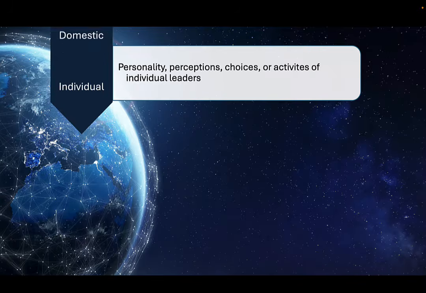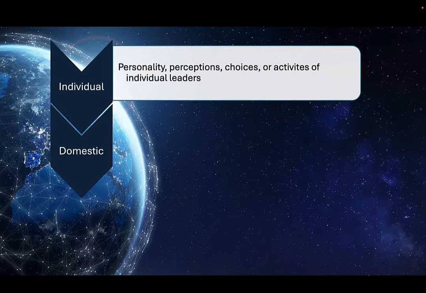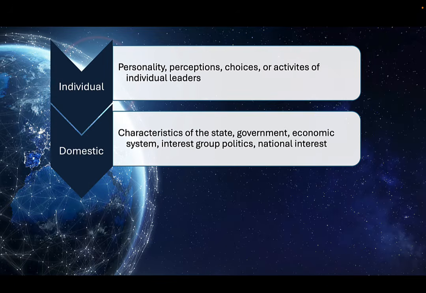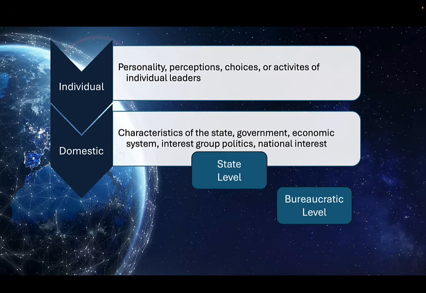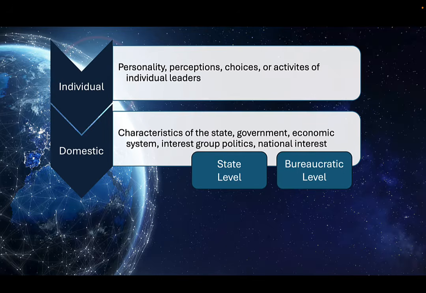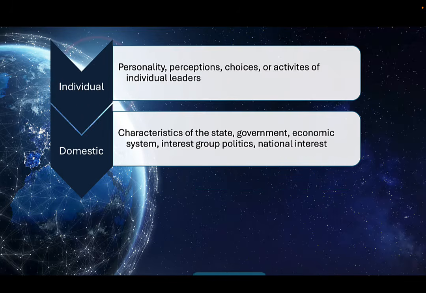At the domestic level, we're interested in what's happening inside the country. Is it a democracy or dictatorship? What interest groups are most powerful? Military, business, religion, or something else? What cultural or ideological forces are shaping decisions? Scholars sometimes split this level into the state level, which focuses on political institutions and regime types, and the bureaucratic level, which considers how internal organizations and rivalries shape policy. But for our purposes, we'll treat them as a single level.